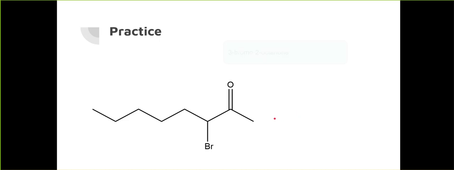Okay, it looks like we have a consensus here. So yeah, we have 3-bromo-2-octanone. So you're going to start on this side because that's closest to this carbonyl group. So you've got 1, 2, 3-bromo, and then this is on the second carbon, so that's going to be 2-octanone. Good.